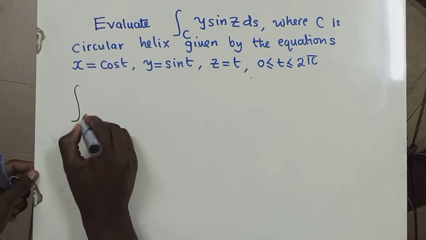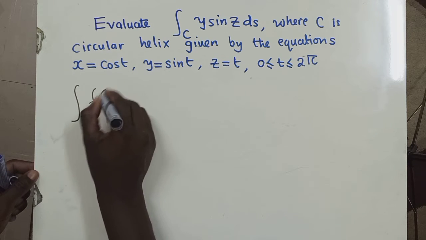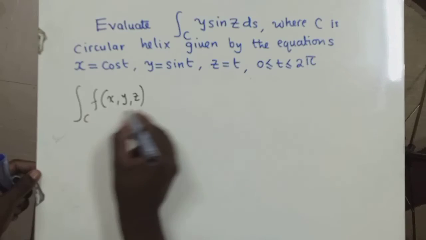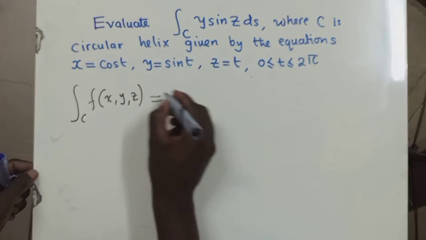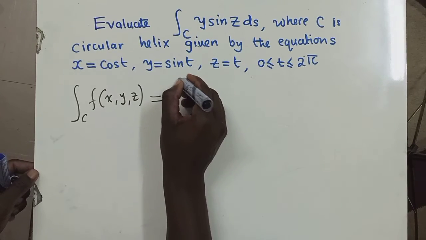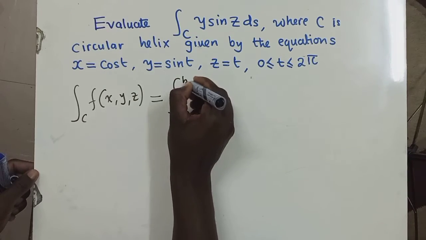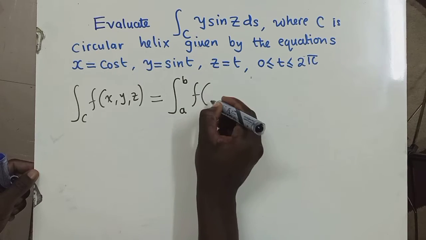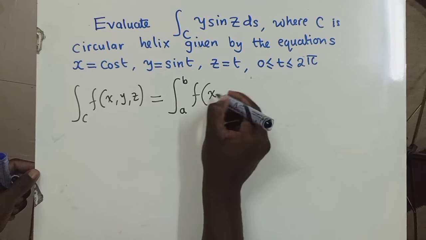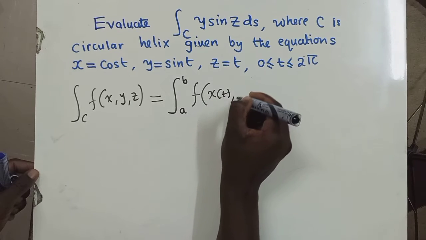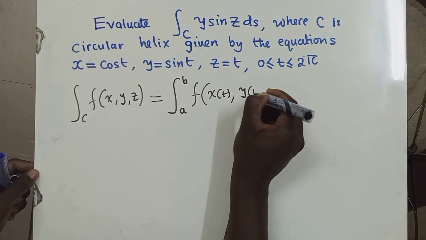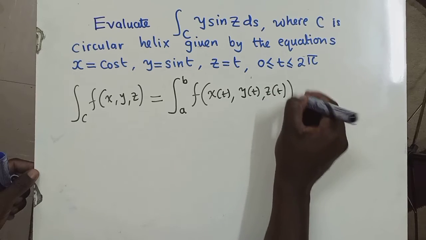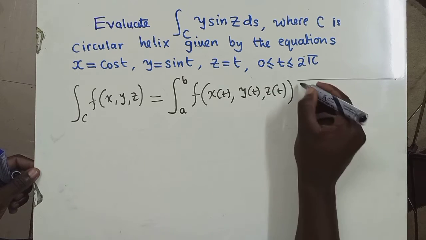Let's say you've got this stuff here, which they want you to integrate. So what you're going to do here is use this formula. So we've got x(t), y(t), z(t). This is the formula you guys need to know.